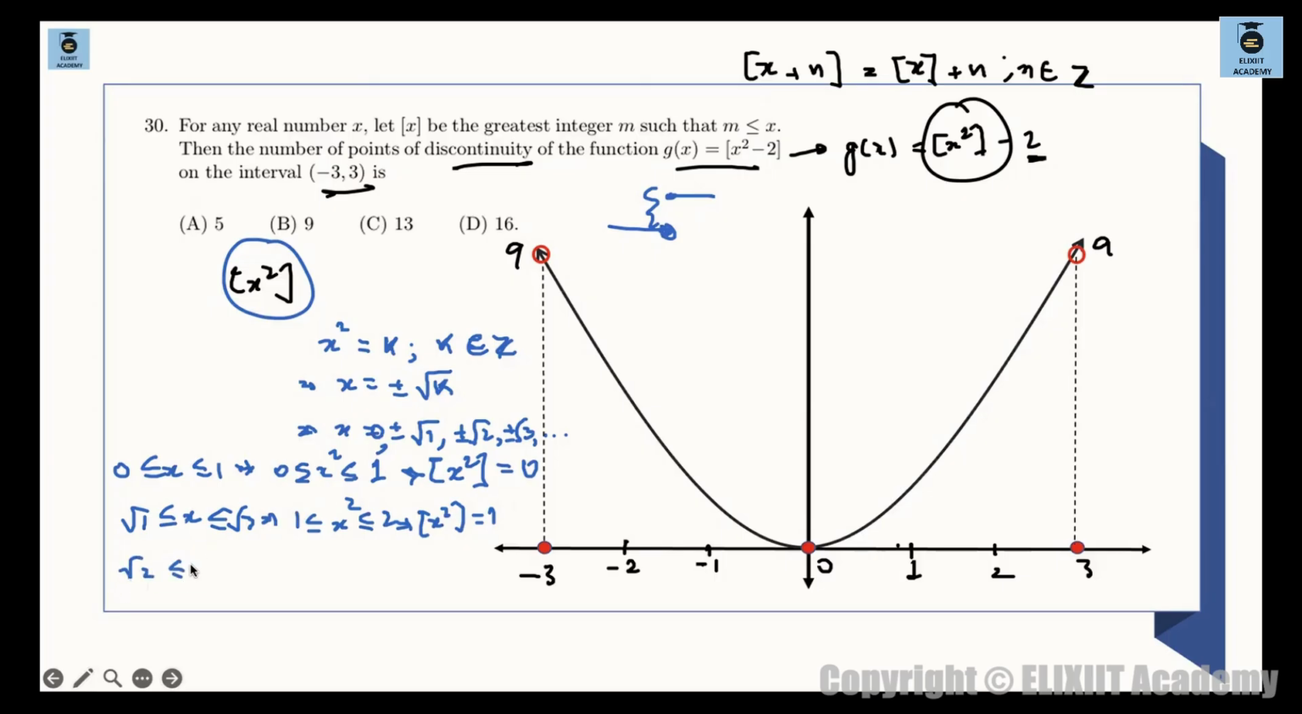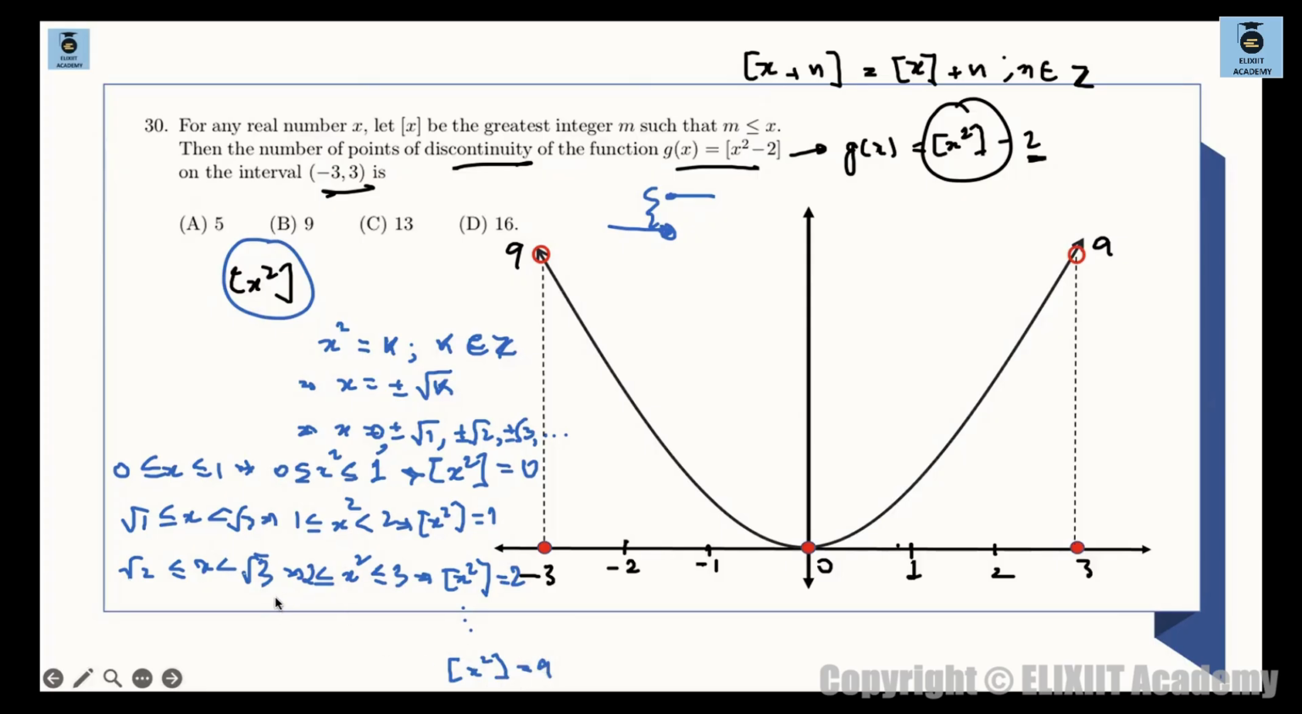Similarly, when x is lying in between, here inequality will come, equality will not come here. Strict inequality here at the last place. So root 2, when x is lying in between root 2 to root 3, in that case x square will be lying from 2 to 3. So box of x square will be what? Box of x square will be 2 and so on. This will continue. Where will it go? Until this reaches box of x square is equal to 9.